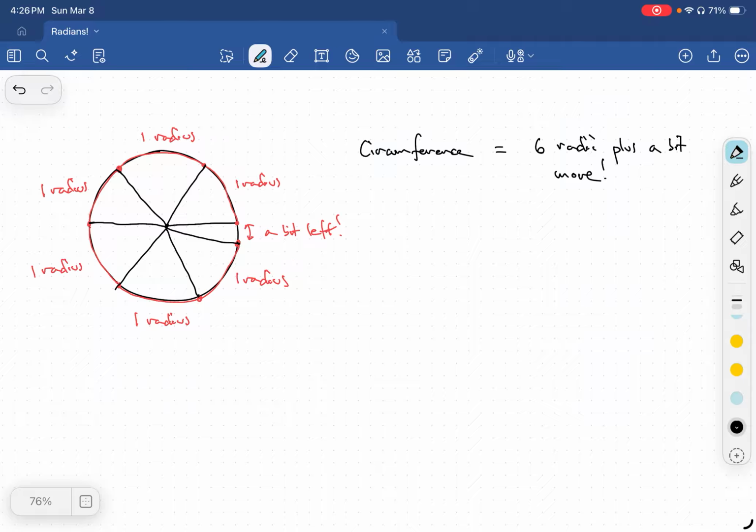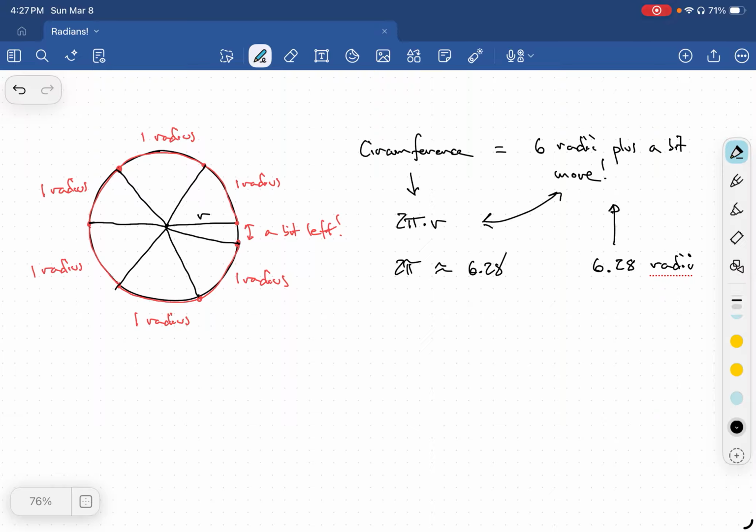I know how to find the circumference of a circle if I know the radius, right? The circumference of a circle, if I know the radius, is just 2 pi radii. And that actually tracks with what we've drawn here, because 2 pi is about equal to 6.28. So we can see that 6 plus a bit more is closer to 6.28 radii. That's how many radii it takes to get around a circle. Of course, it's not exactly 6.28 because pi is not exactly 3.14, but it's a little bit more.